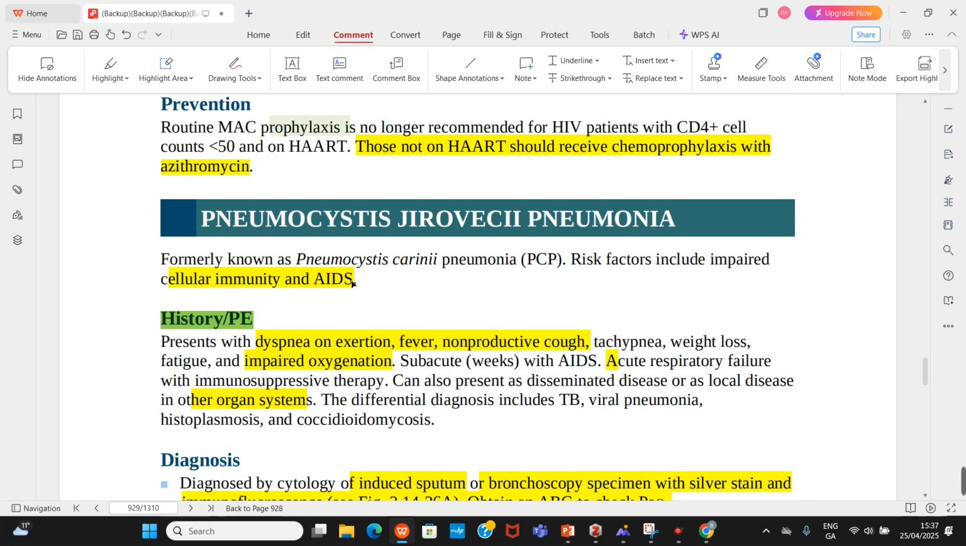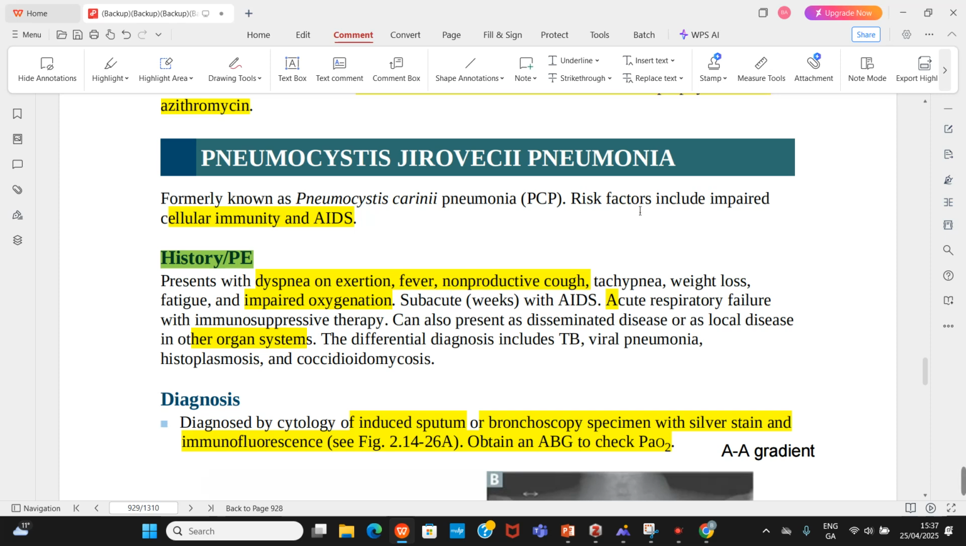Okay. So, moving on to Pneumocystis jirovecii. This used to be known as Pneumocystis carinii. We don't need that information, but it's very common in people that have impaired cellular immunity. So there's something affecting the T cell immunity, and also maybe a person having AIDS. It's also very common in people that are on steroids, transplant patients, and the likes.